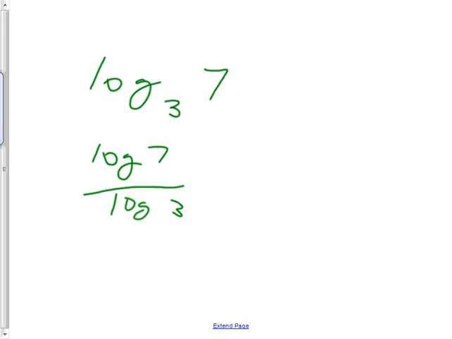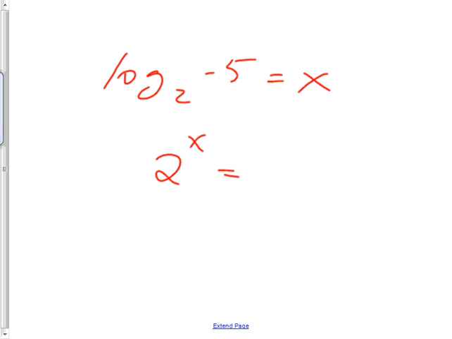Okay, so there's a little taste of real world exponential kind of problem. Logs, there's a few patterns you have to know. Here's one. What's the answer to this one? You can say equals x, and anytime they don't have an x, you can say equals x, and then you could rewrite it. 2 to the x equals what?